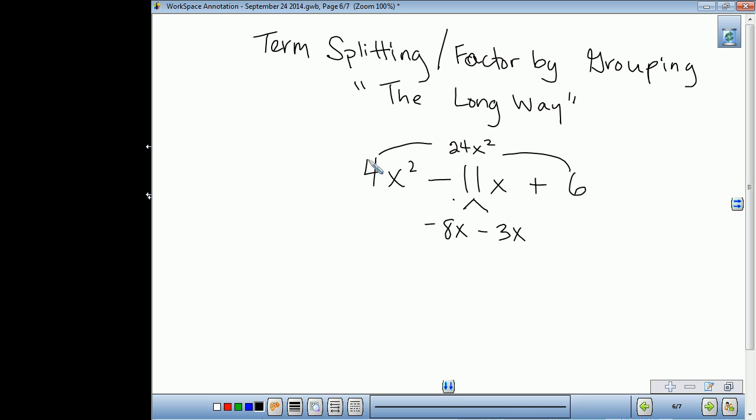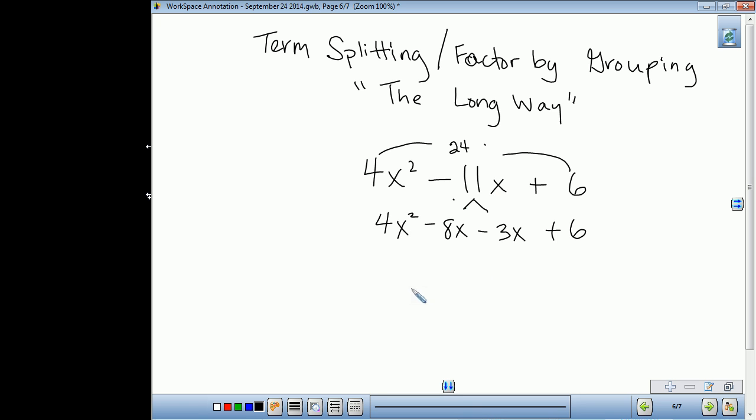Once again, we took the leading coefficient and multiplied it times the constant. You may not always write the 24x squared, you may just write 24. What can I multiply to get a positive 24 that I can add to get a negative 11? Negative 8 and negative 3. So we split that middle term. Do you see why they call it term splitting? It was one middle term, now we split it into two.